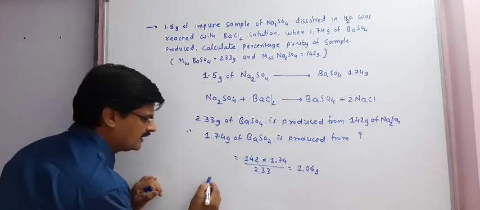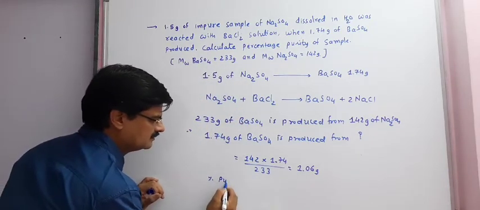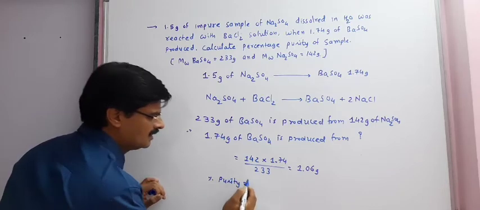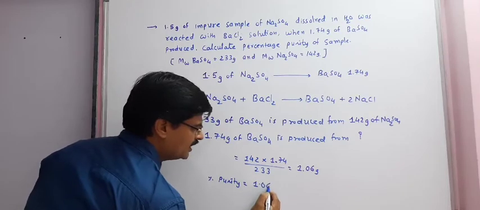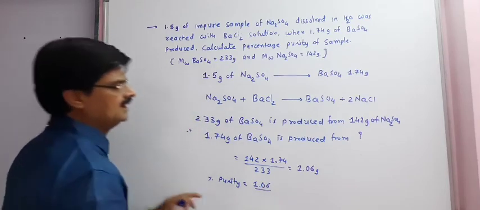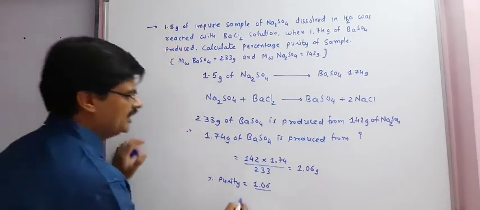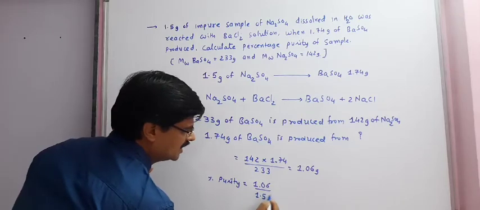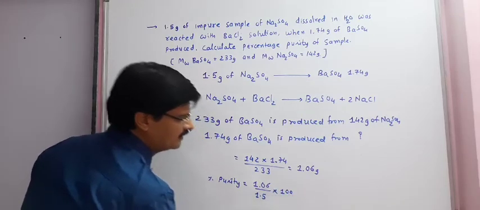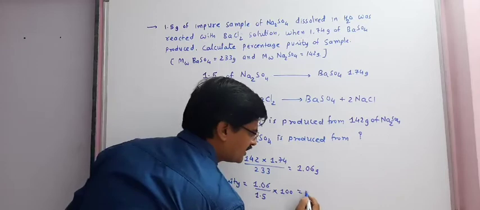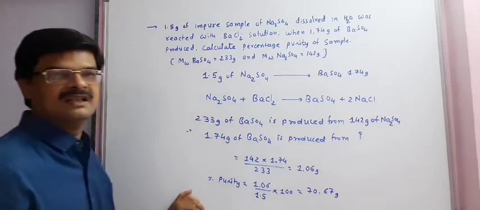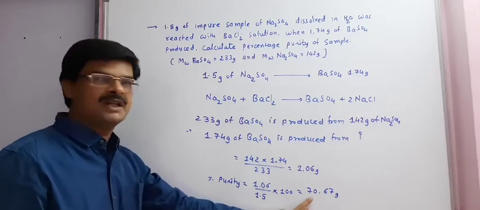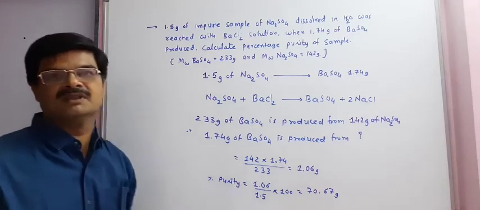Therefore, percentage purity we can find out: 1.06 gram divided by 1.5 gram into 100. So on simplification we will get 70.67. So we can say that percentage purity is 70.67.